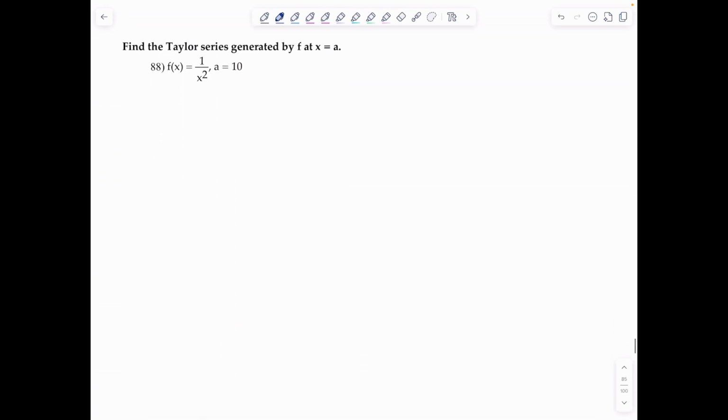Okay. Find the Taylor series generated by f at x equals a. So earlier we found the Taylor polynomial of degree 3, so we just cut it off there. Then we found the Maclaurin series where we wrote out the full sigma notation. Now we're going to find the Taylor series. We're going to have to write out the full sigma notation. We're not cutting it off at any particular n. So again, we're going to have to find the pattern so that we can express a rule to find the general term. So here we go.